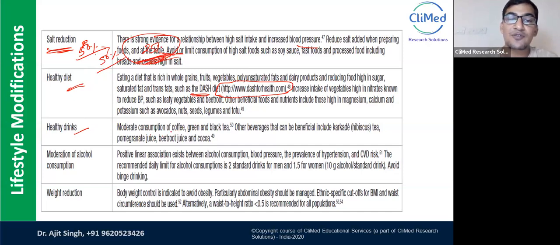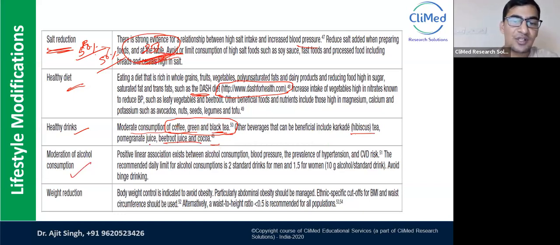Moderate consumption of coffee and green and black tea. Just reduce the coffee, green tea, or black tea, whatever you are taking. If you are very high on tea or coffee, then reduce it, because caffeine is always not good for hypertensive patients. Other beverages that can be beneficial include hibiscus tea, pomegranate juice, beetroot juice, or cocoa. That can be included in your healthy drinks.